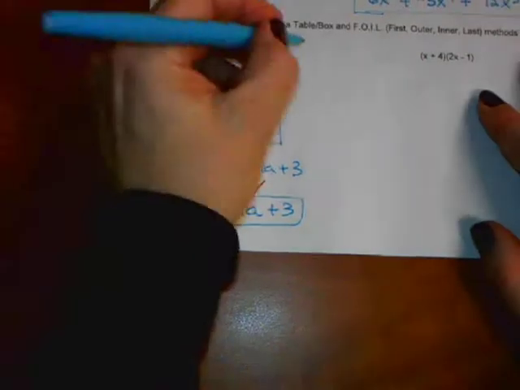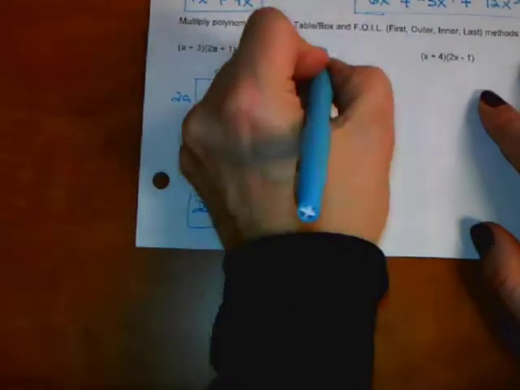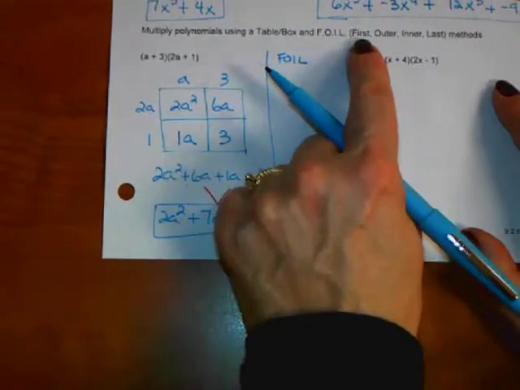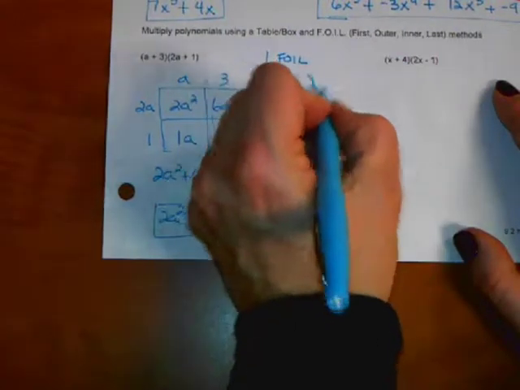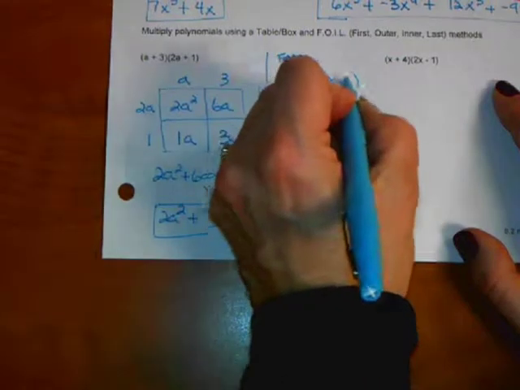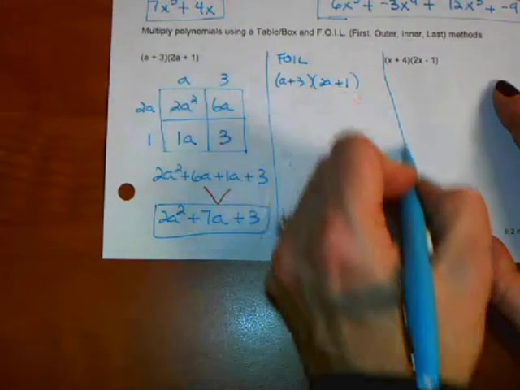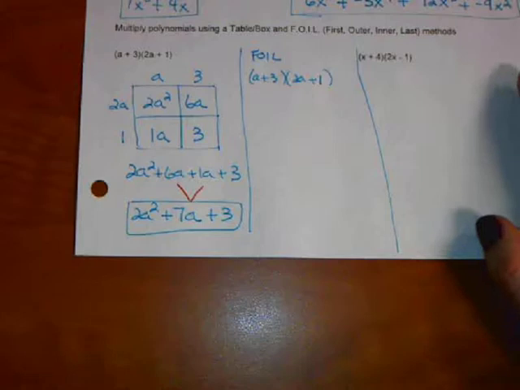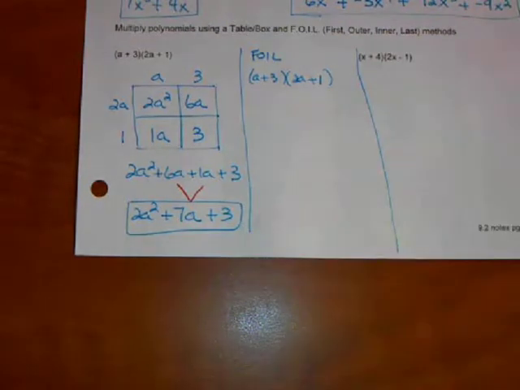Okay, now we're going to do FOIL. And some people prefer FOIL. What FOIL stands for is first, outer, inner, last. So I'm going to rewrite these two binomials here: a plus 3 and 2a plus 1. Most of us here at the high school use box, but you might have a teacher someday, if you're moving or whatever, that doesn't, and you have to know FOIL.